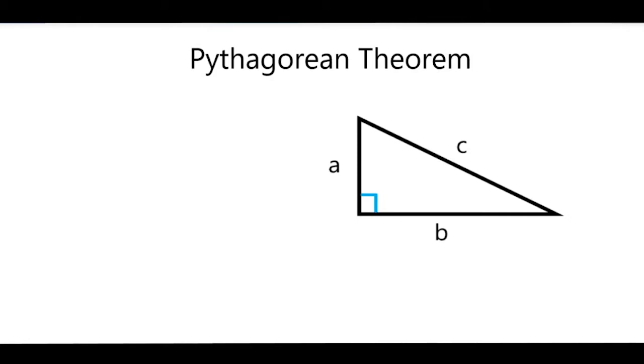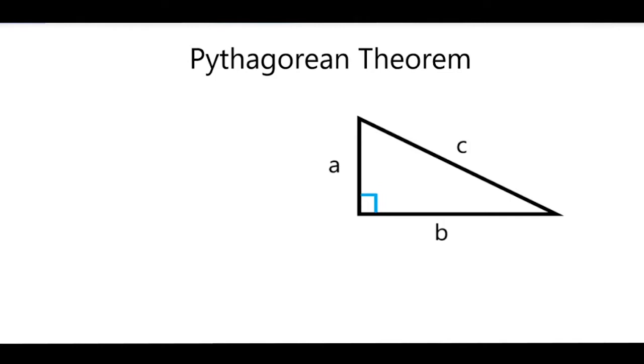So we have a triangle here, and if I know the length of A, and if I know the length of B, I can find the length of C. Or if I know the length of C, and I know the length of B, I can find the length of A. Or if I know the lengths of A and C, I can find the length of B. And that formula is what is called the Pythagorean Theorem, okay?